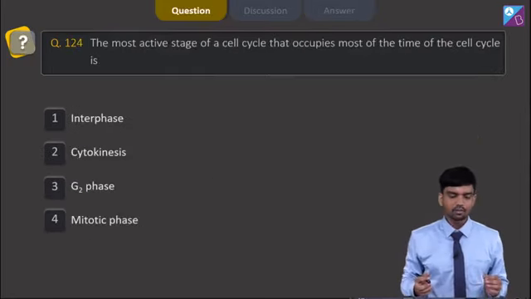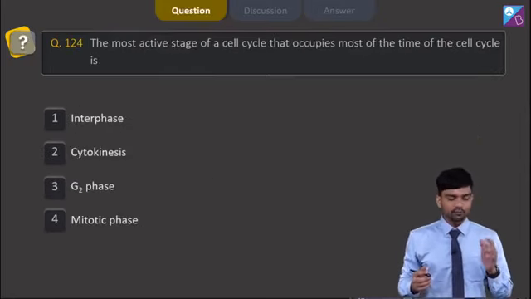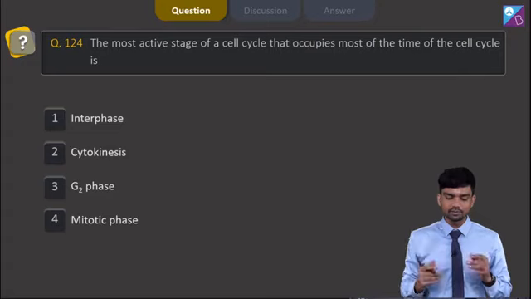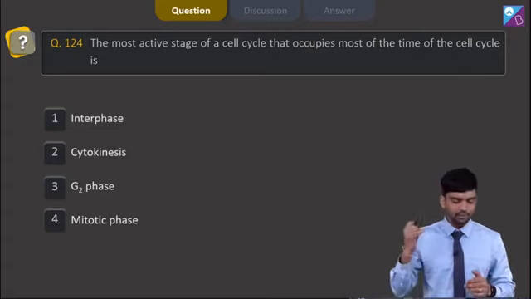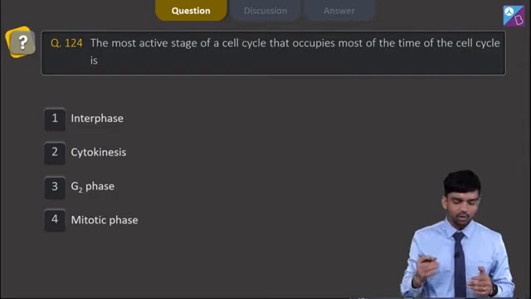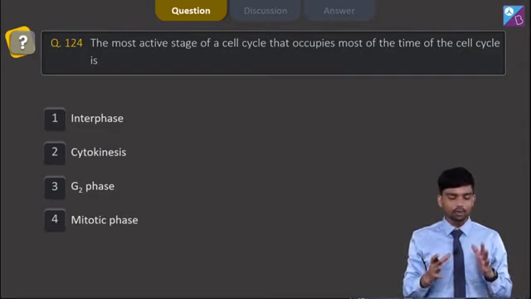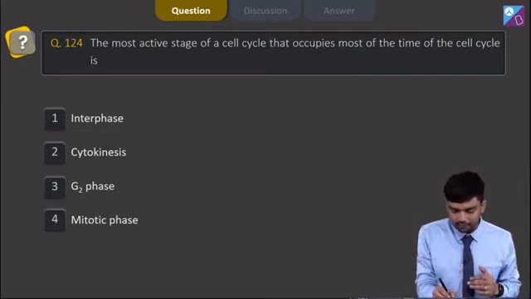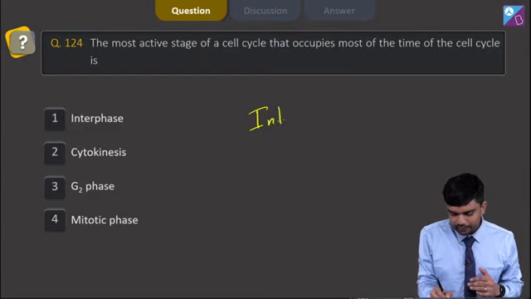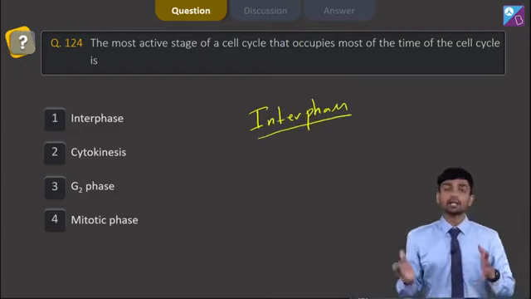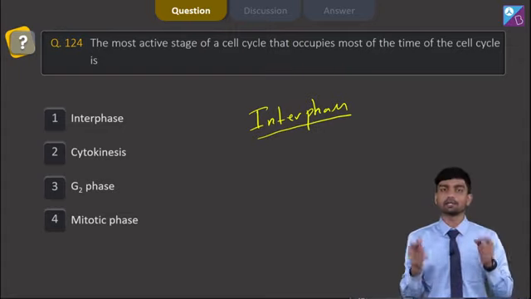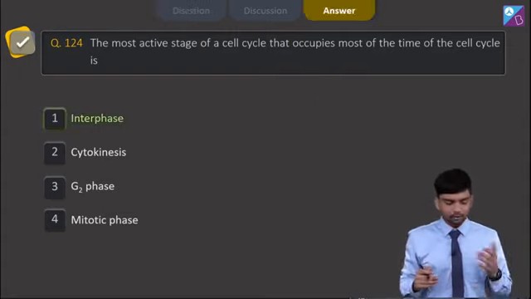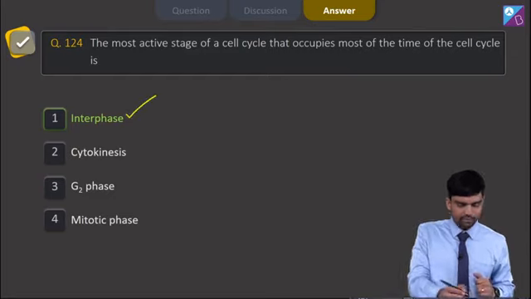So we move to question number 124, which says the most active stage of a cell cycle that occupies most of the time of the cell cycle is, and the options are interphase, cytokinesis, G2 phase or mitotic phase. Understand, when I'm talking about the most active stage which occupies the most time, it is nothing but interphase, which actually takes about 90% of the entire cell cycle, in which the cell is not actually dividing but preparing for division. So the correct answer will be option number 1.